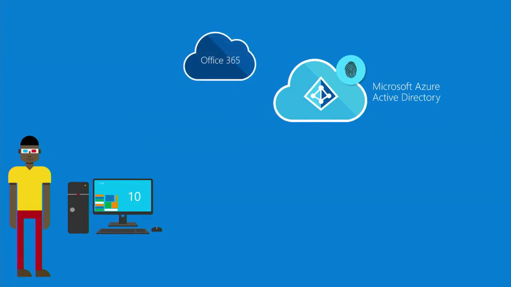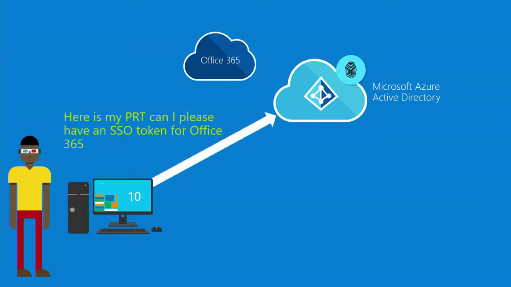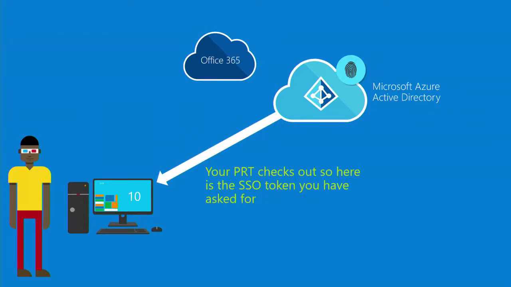So Dave wants to go and access Office 365. So the Windows 10 device sends another request up to Azure AD and says, I'd like to request a single sign-on token for Office 365, and it uses the primary refresh token to create that request. So Azure AD looks at the request, makes sure that the primary refresh token is still valid, and if it is, passes down a single sign-on token. So now we've got two tokens, a primary refresh token and a single sign-on token. Very similar to on-premise, where we have our Kerberos ticket granting token and then our Kerberos tickets.